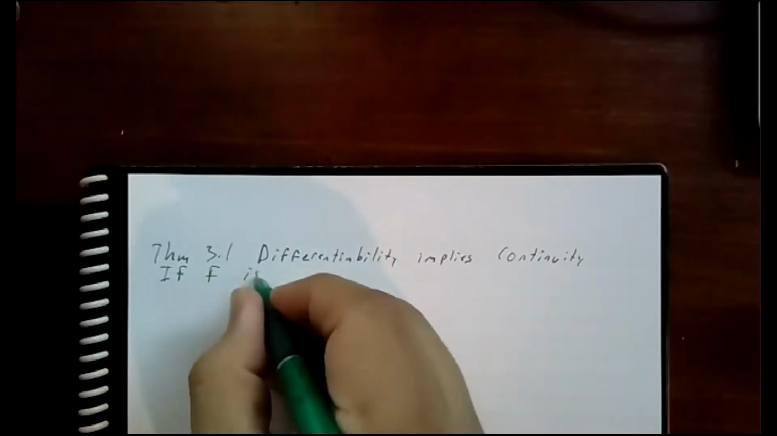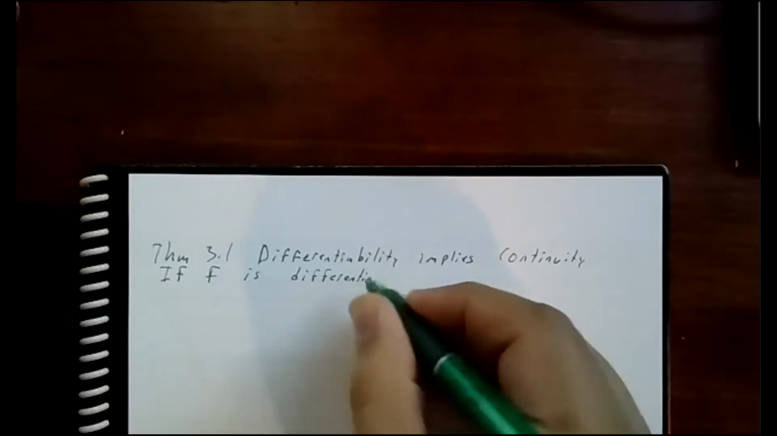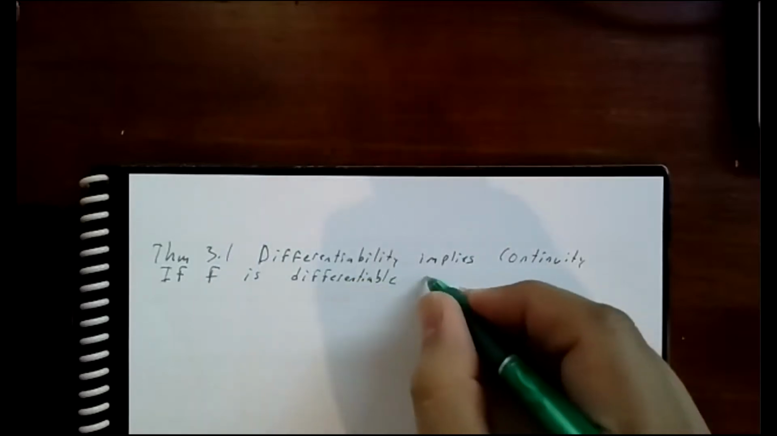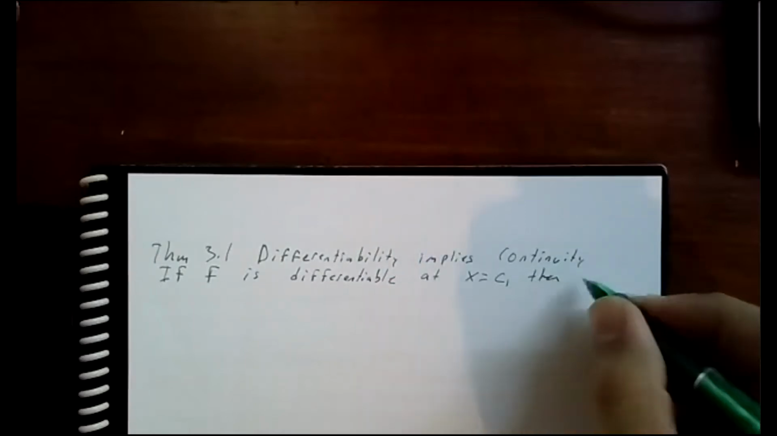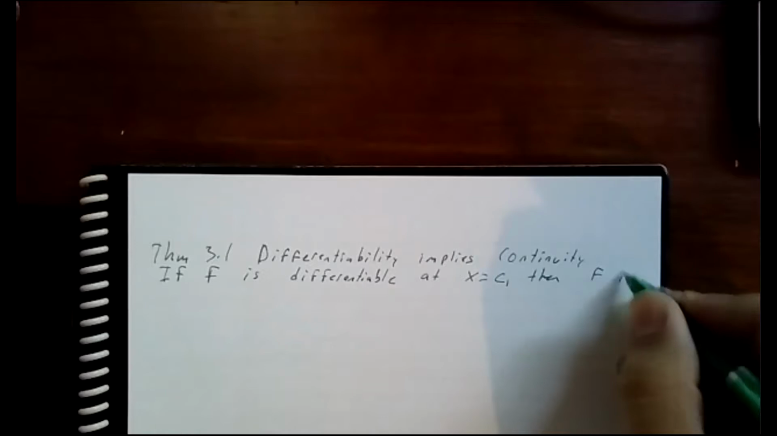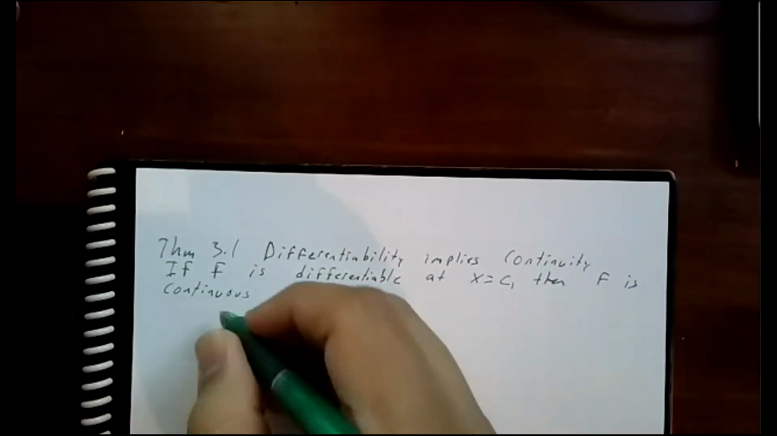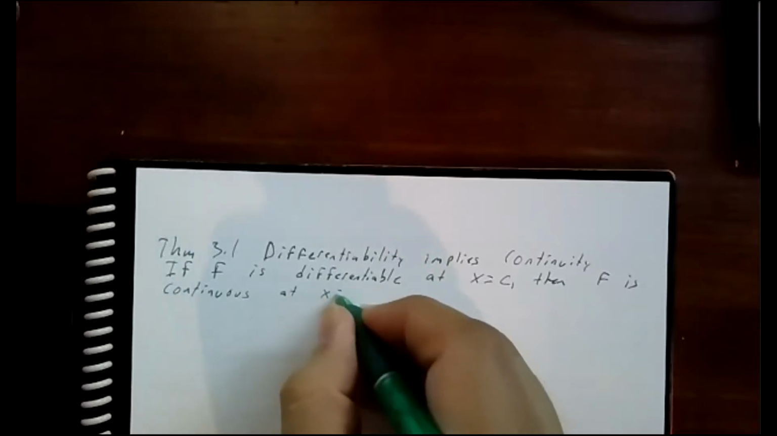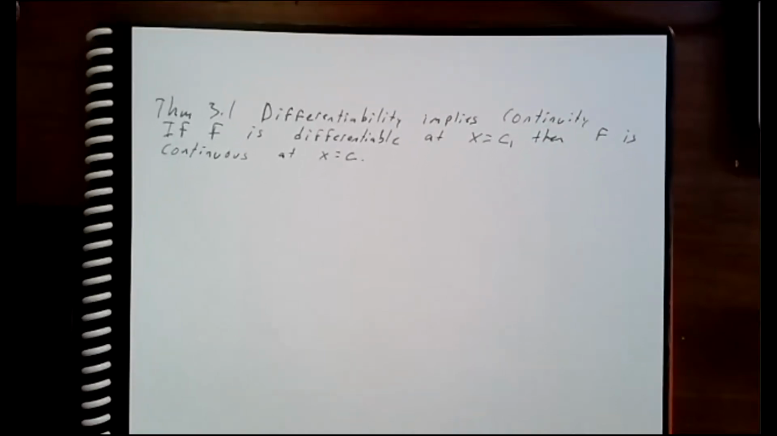If f is differentiable at x equal to c, then f is continuous at x equal to c. So basically this is saying that if you can take the derivative at a particular point, then you are continuous at that point. So the derivative implies that you're continuous.